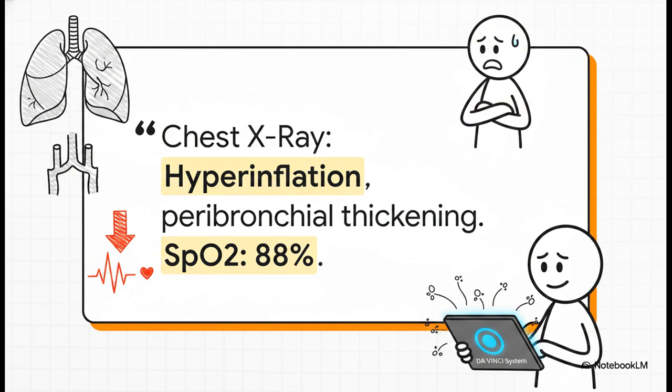You're the intern, and you're staring at these rapidly dropping vitals. The chest X-ray comes back showing hyperinflation and peribronchial thickening. The blood oxygen saturation, the SpO2, is hovering dangerously low at 88%. Internally, your mind is just racing. Is it asthma? Is it pneumonia? Is it something worse? The panic is definitely starting to set in.